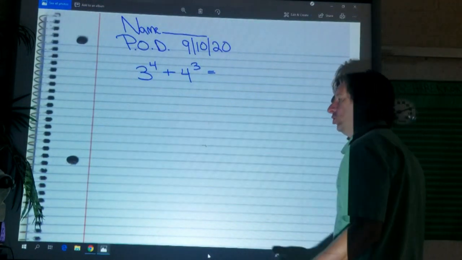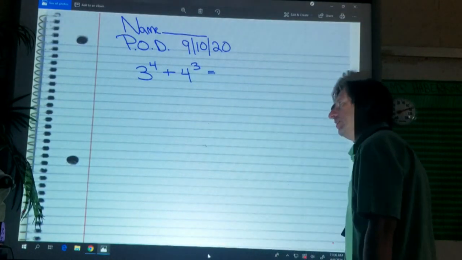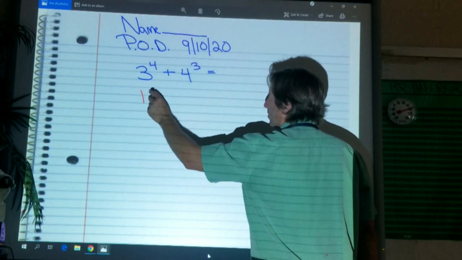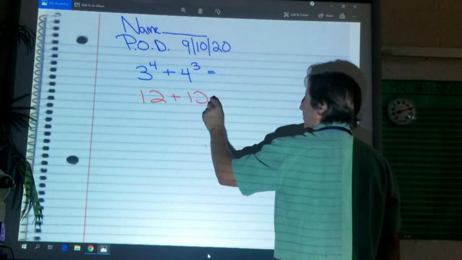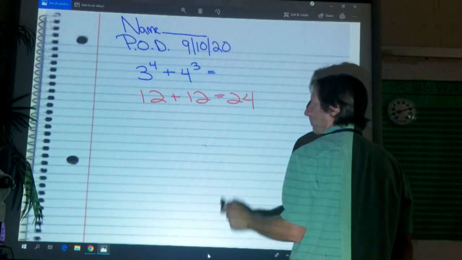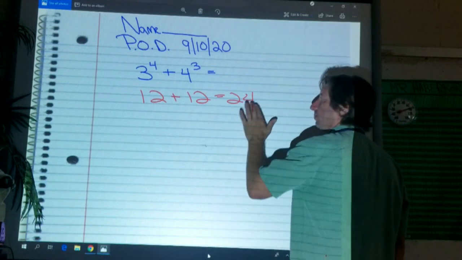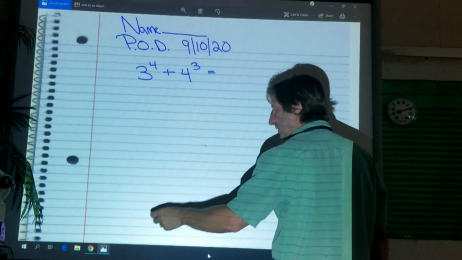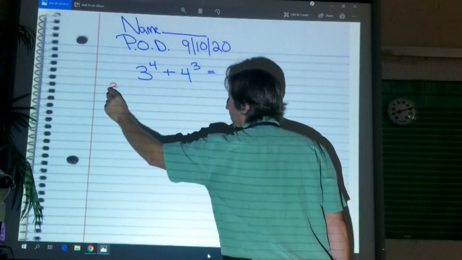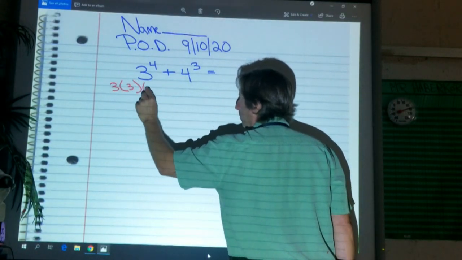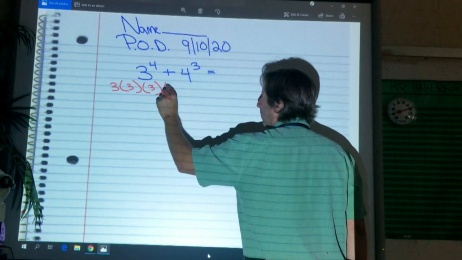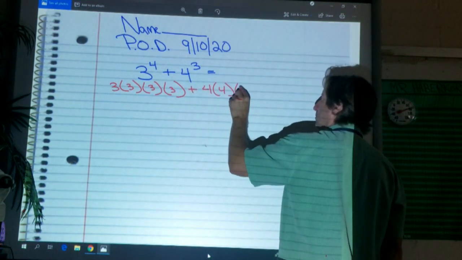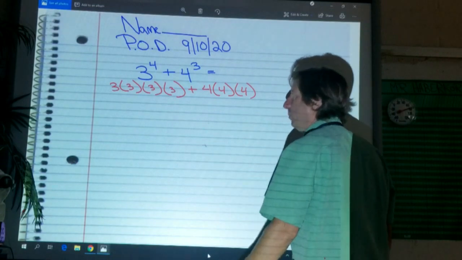All right, you should have done the problem of the day and you hit unpause. Let's talk about this problem. I'm really hoping you did not do 12 plus 12 equals 24. So that is not right at all. So we know this isn't 3 times 4. This is 3 times 3 times 3 times 3. And then this is 4 times 4 times 4, right? So a little bit different.